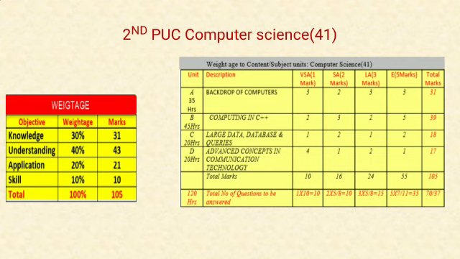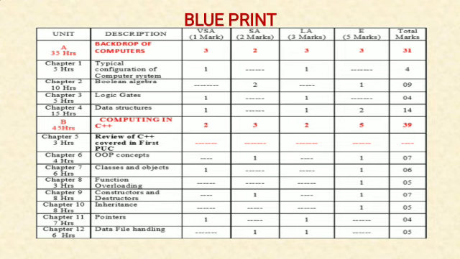And the total is 105 marks, and the students are going to attend for 70 marks. This is about the weightage of the content of the computer science syllabus. In the next slide, it's about the blueprint of the whole syllabus, and the marks allocated for each unit and the marks for particular chapters under that unit.